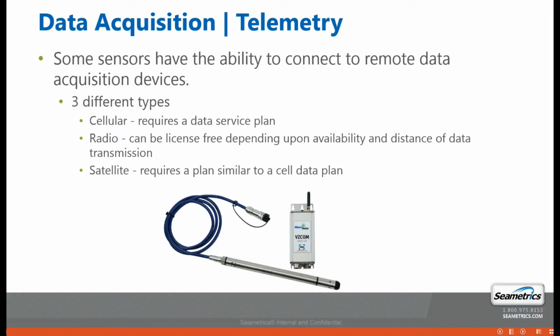We've dealt with 3 different types primarily. There's cellular, radio. I don't know what the restrictions are in Australia. We have 900 megahertz radios that are license free in the States. Anything above that, we would have to go through the FCC to get approval for them. And then satellite is becoming very, very popular.